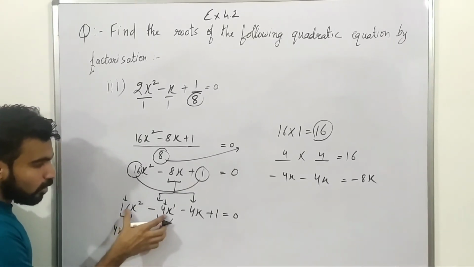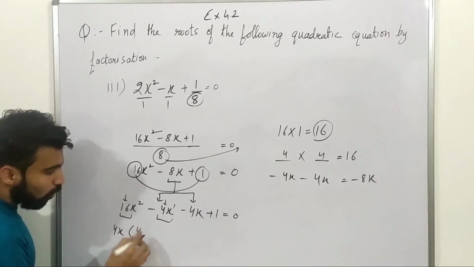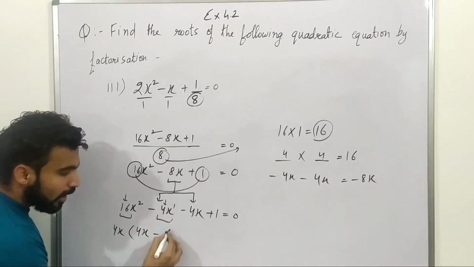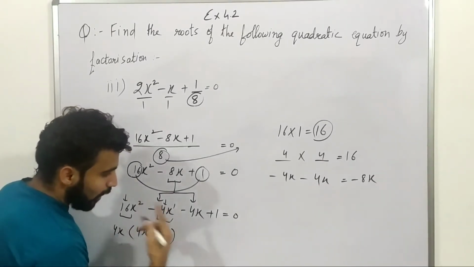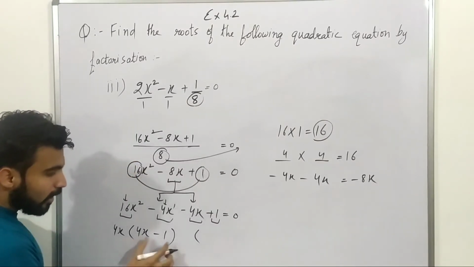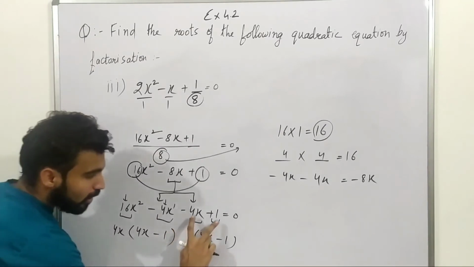So if I just take 4x common, the remaining will be simply, at the table of 4, the 16 goes on 4 and 1x is common. Further, if I just take 4x common, the remaining will be simply 1. Now, the next step is, you have to take something common from the next two terms, so that the remaining is again this 4x minus 1. Right? So what is common in these two terms?